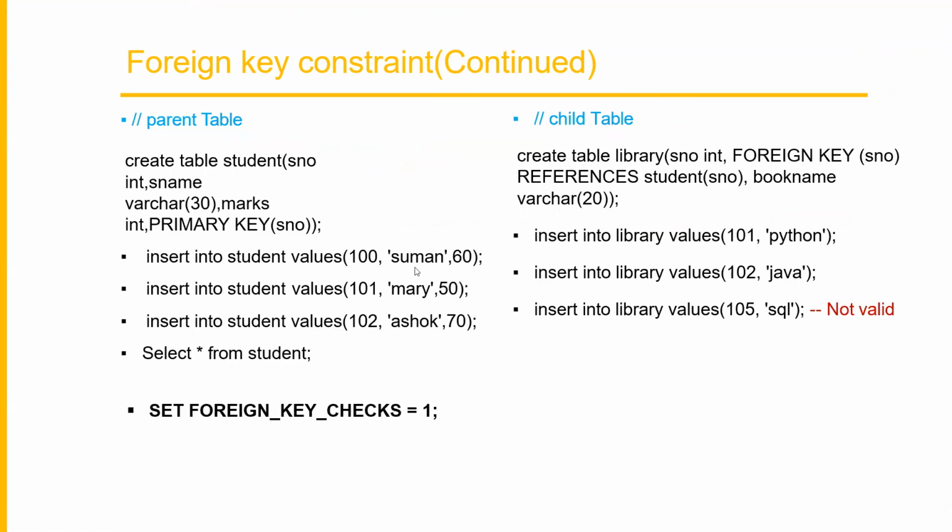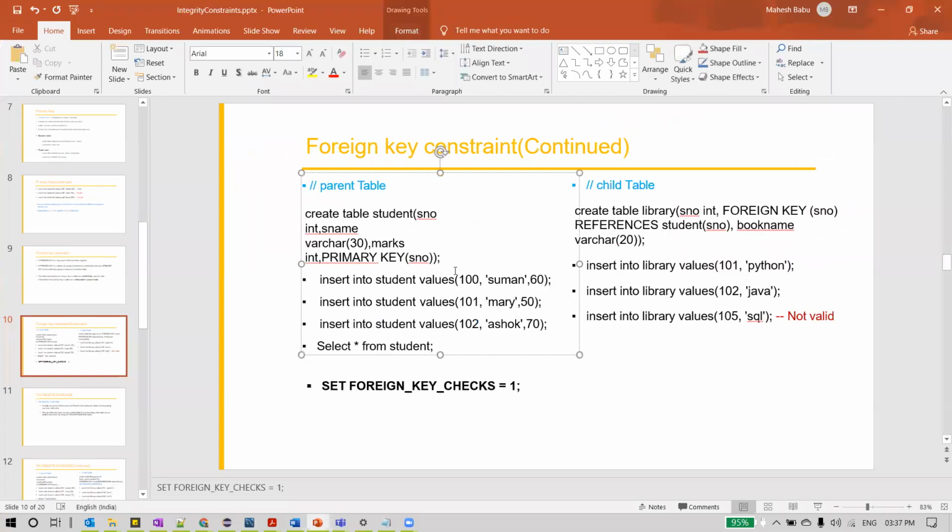Now let us see an example on foreign key. Let me create a table first, a student table, which is a parent table. You can see the student table has student number, student name, and marks. And I am having a primary key constraint on the student number.